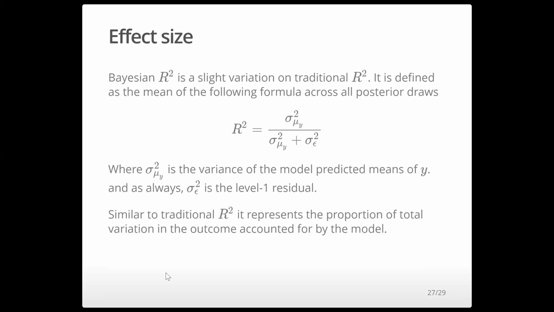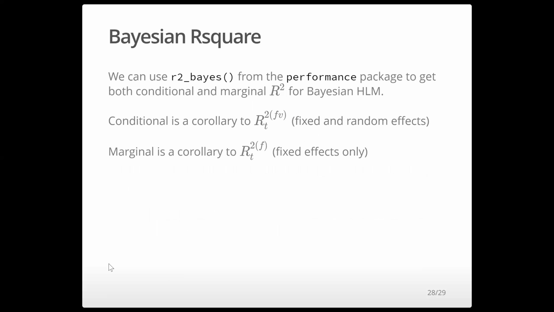So it's calculated a little bit differently than frequentist R squared, but it's a very similar idea. And then again, you do this for every single iteration, every draw from the posterior that you took, and that'll give you your Bayesian R squared. And you can get an interval for it too. We could use the r2_bayes function from the performance package to get it, and we can even get a conditional and a marginal R squared. The conditional is similar to R squared FBT, so this is the fixed and random effects, whereas the marginal is only the fixed effects, so R squared FT.